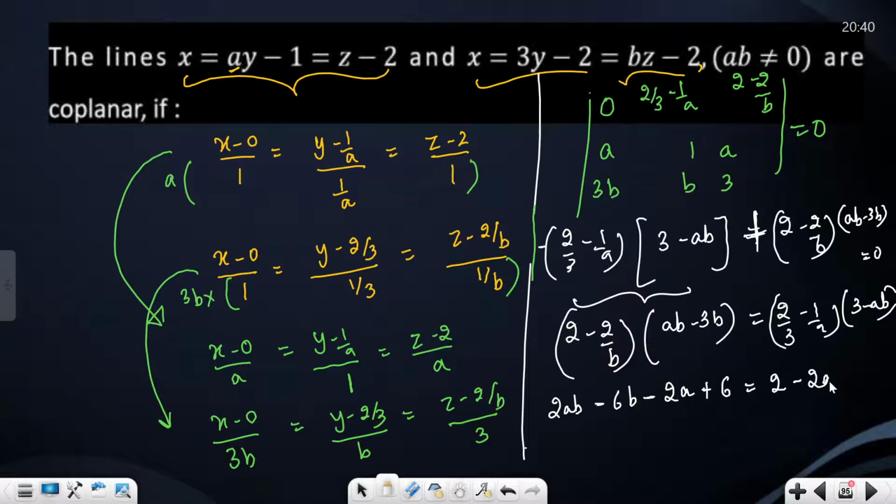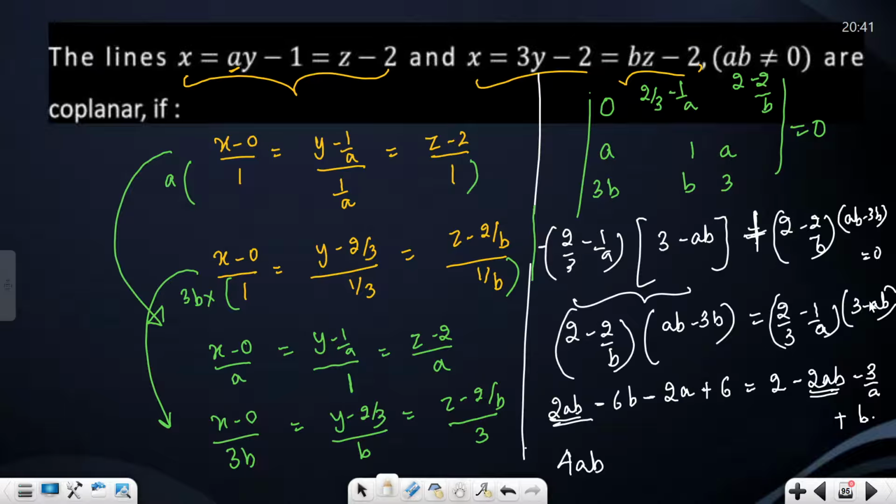So 2 minus 2ab, and this is minus 3 by a plus b. Correct. Now if you want, you can just cancel the terms. 4ab, can you see? Yes, ma'am. Now minus 6b plus b. On the right hand side, we are having 2, correct. Then we are having 2 by 3ab. Okay, 2 by 3.